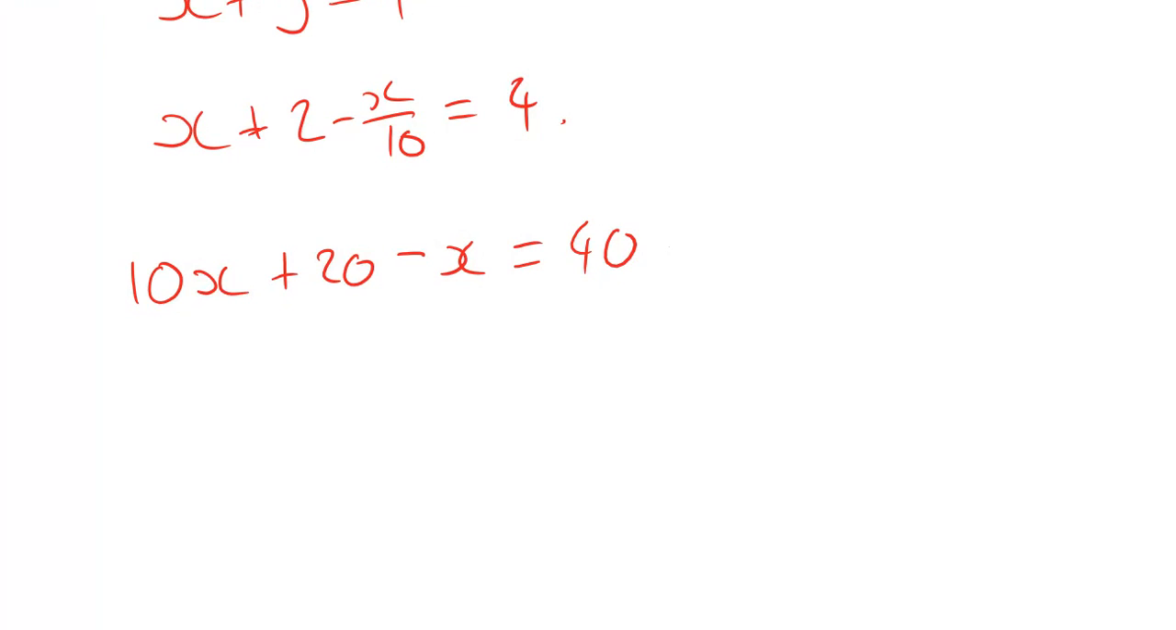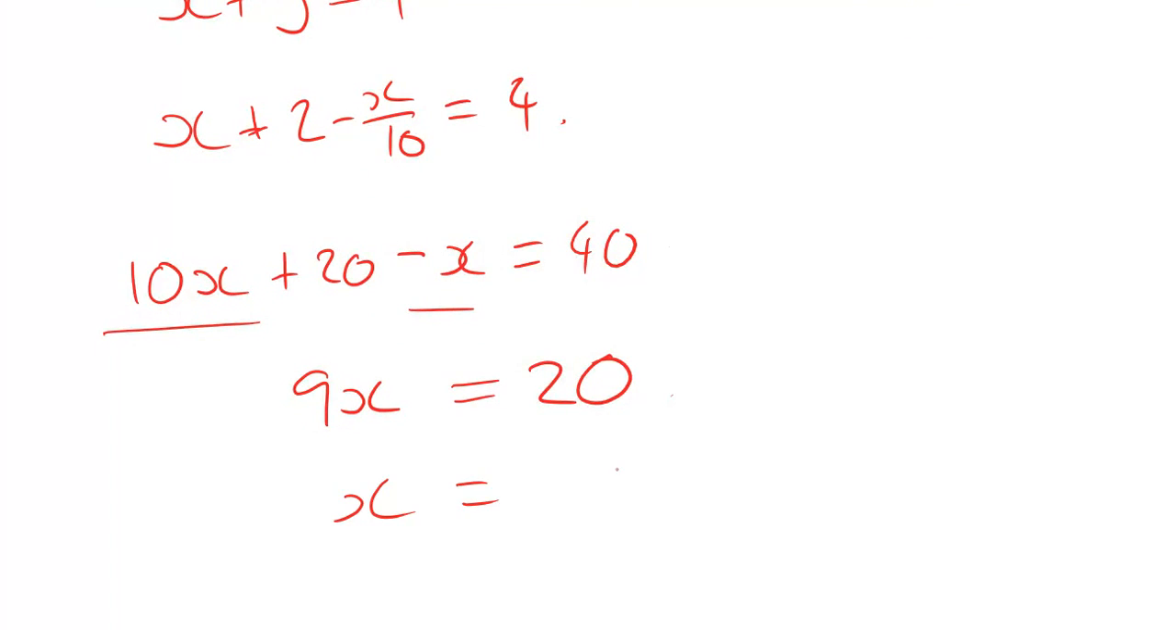From here, we can collect things up. So a 10x and a minus x is going to be equal to 9x. I can also take 20 from both sides. So I'm going to have 9x is equal to 20. And now I can divide both sides by 9. Now, because I'm lazy, I'm just going to write that as 20 over 9. And then I can write it as a mixed number. That's going to be 2 and 2/9.